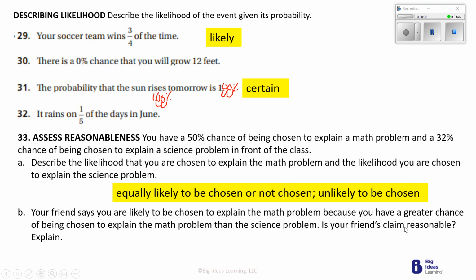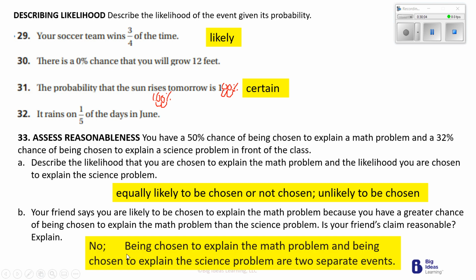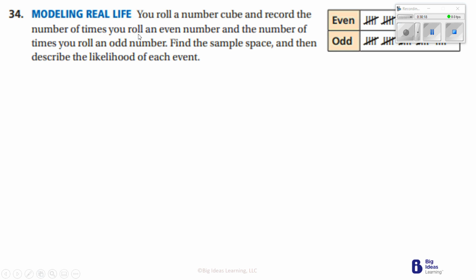Is your friend's claim reasonable? No. Being chosen to explain the math problem and being chosen to explain the science problem are two separate events, right? So they have nothing to do with each other. Your friend is incorrect there. Number 34 is for you to do, okay?